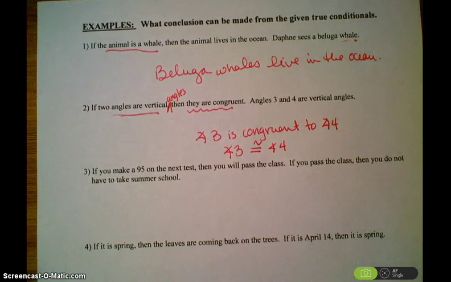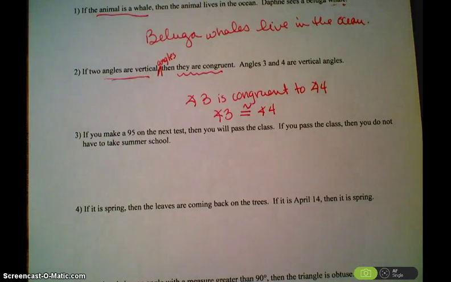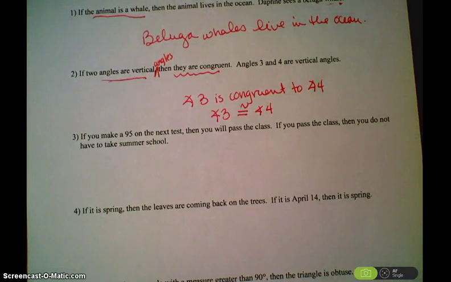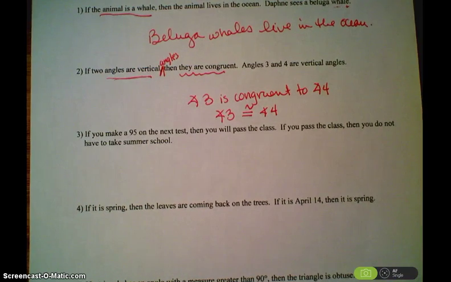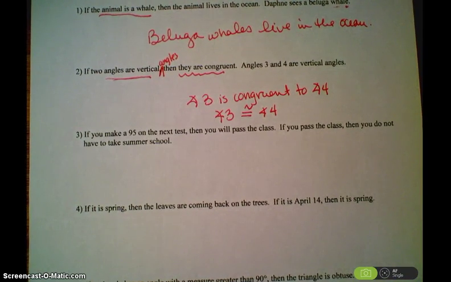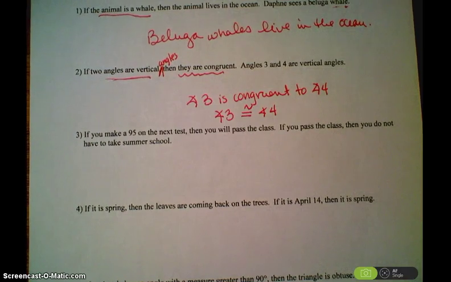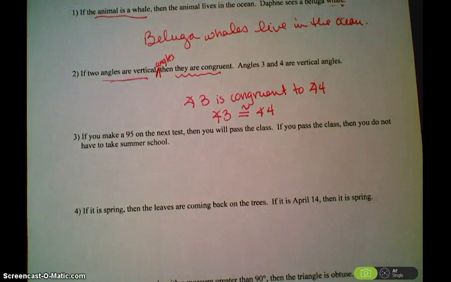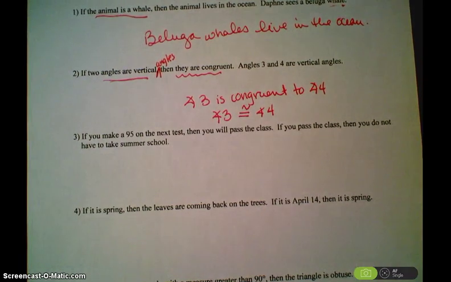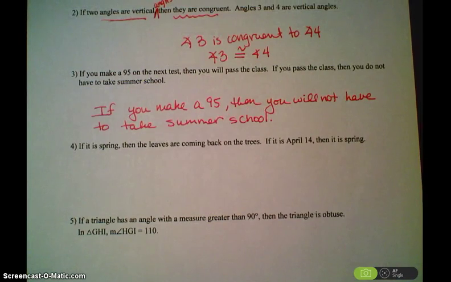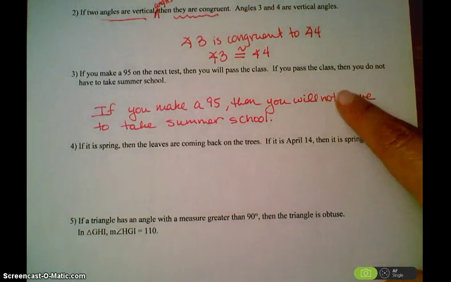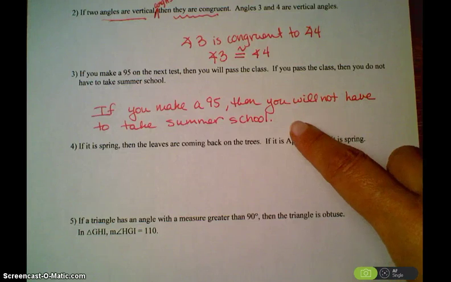That would be an equal sign with a little tilde over it. Okay, third one. If you make a 95 on the next test, then you will pass the class. If you pass the class, then you do not have to take summer school. Okay, stop the video and think about that one for a second. What new conditional can I make given the statements? Okay, so I can come up with, based upon the statements that we have here, if you make a 95, you will not have to take summer school.